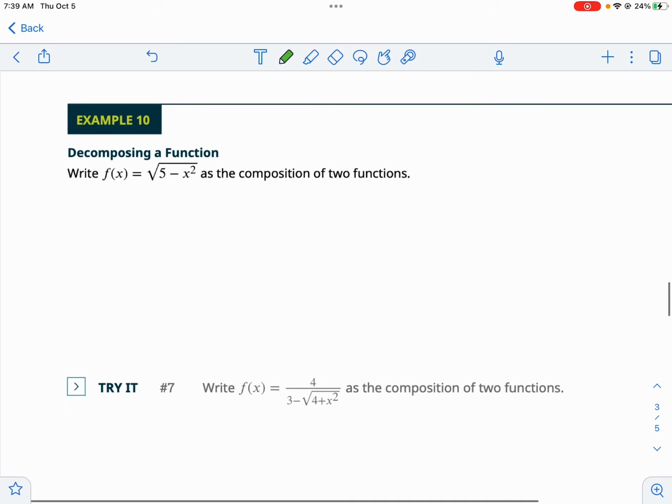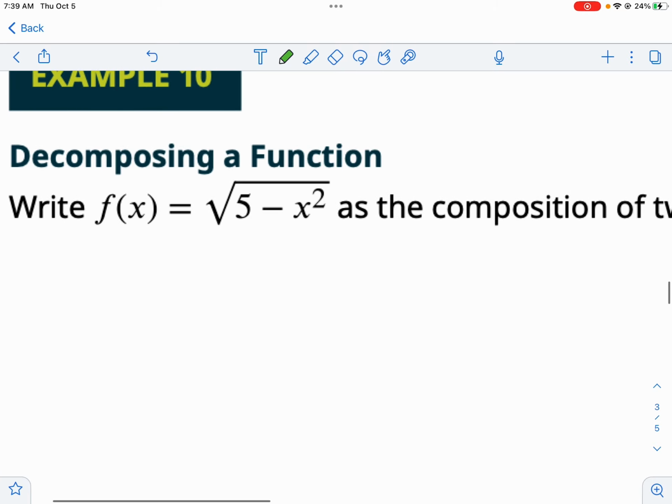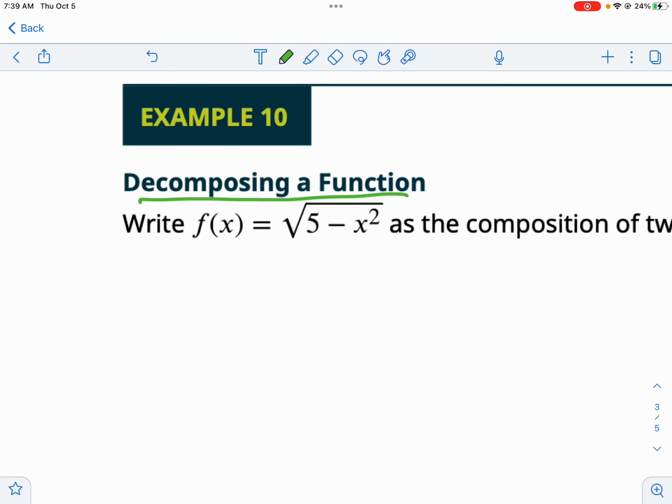So the last thing, decomposing a function. So what we did earlier was we said f of g of x, right, where we put a function into a second function. So what they're asking you here is, can we find a way so that f of x is equal to g of h of x, where it's a function inside another function.